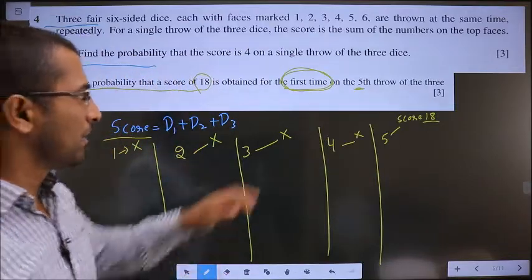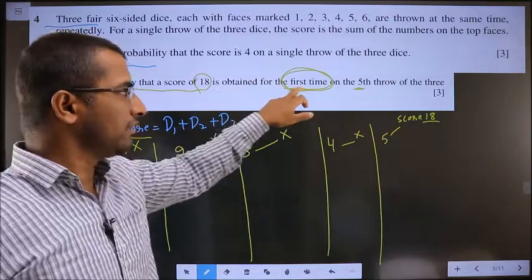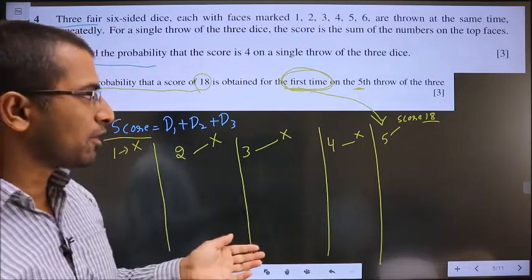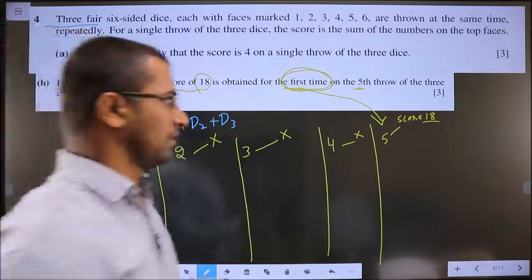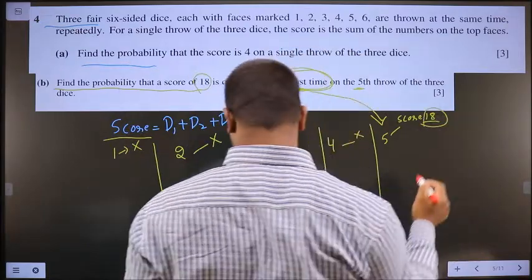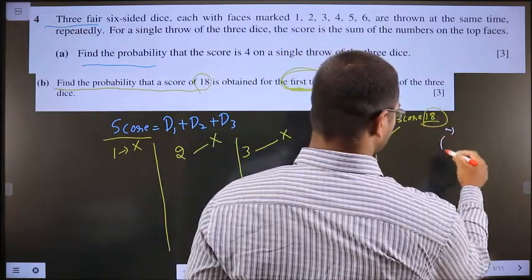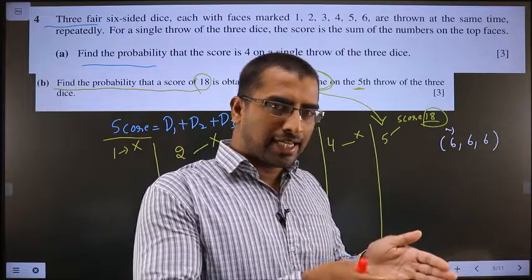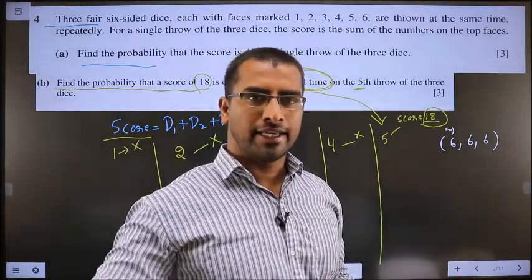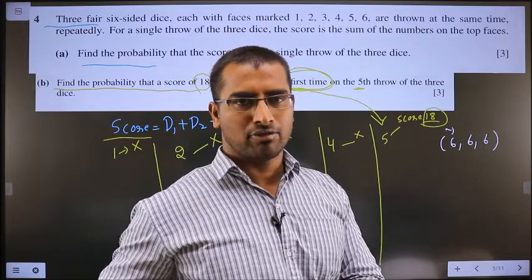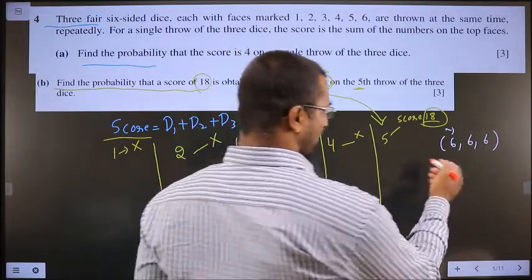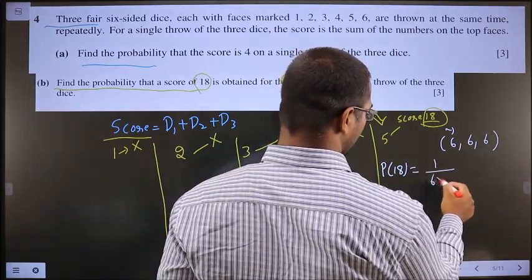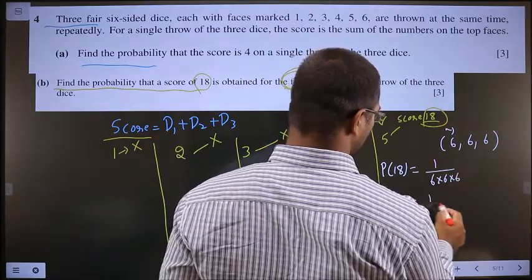Clear with that? Because he told first time, score of 18 first time should come only on the 5th throw. Clear? Now what is the probability of getting a 18? My score can be 18 only in one case, that is whenever each die is showing only 6. I get each die landing on the number 6. Only then by adding I get a result score of 18. So only one pair. So probability of getting 18 is 1 by, total outcomes are 6 into 6 into 6, that is 1 by 216.